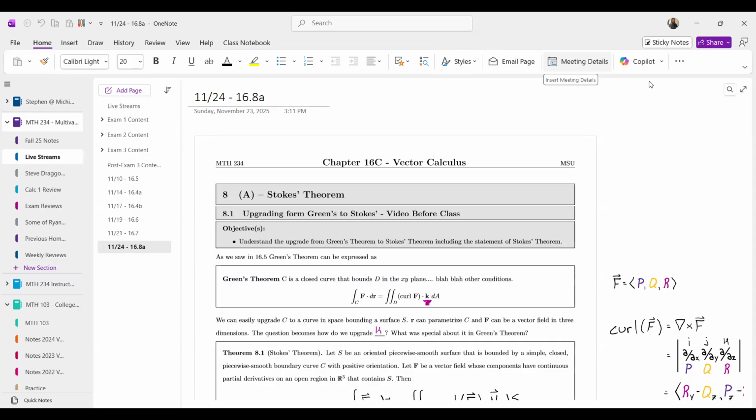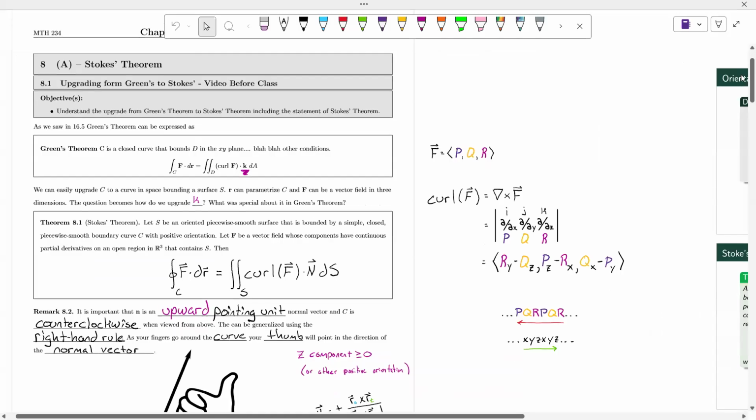All this week, which is just two lectures, we've got Stokes' theorem, which is section 16.8, and it's a doozy. So, I suppose, just kind of dive right into it.